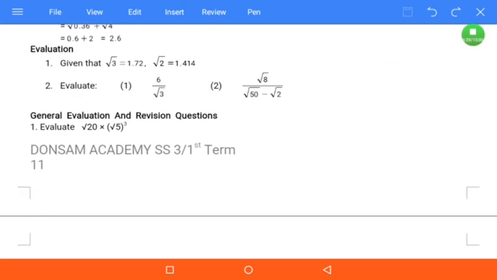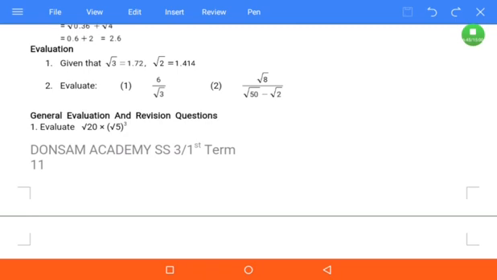Alright, so look at this. General evaluation. Evaluate root 20 times root 5 raised to power 3, sorry. That will give us root 5 times root 5 times root 5. That will give us root 5 times root 5 is 5. 5 times root 5 gives us 5 root 5. So you have root 20 times 5 root 5.